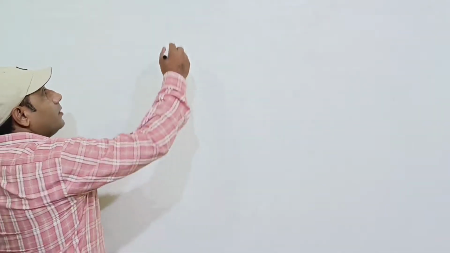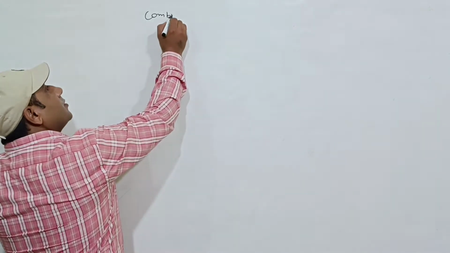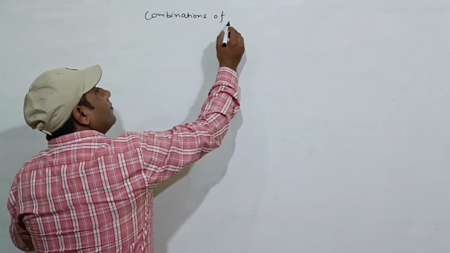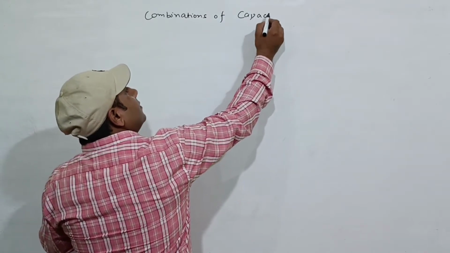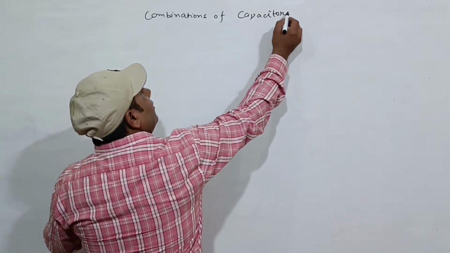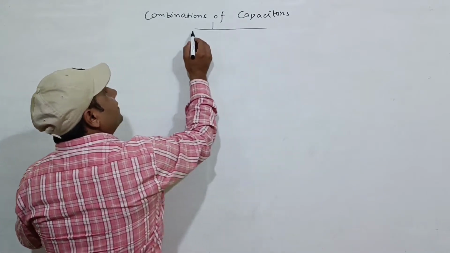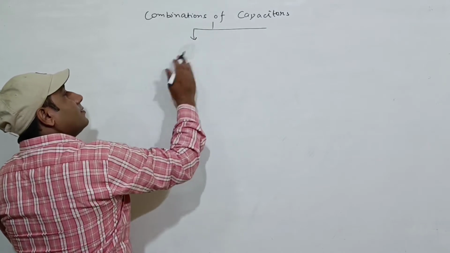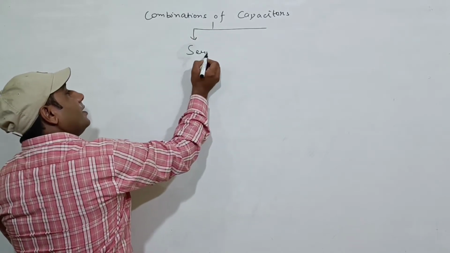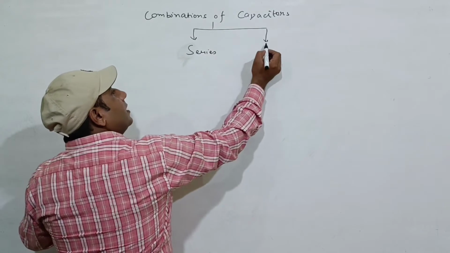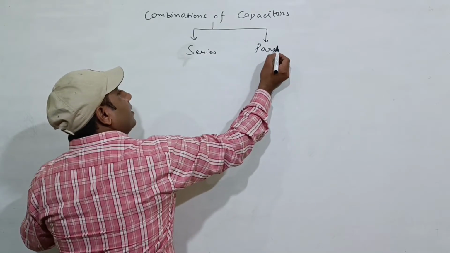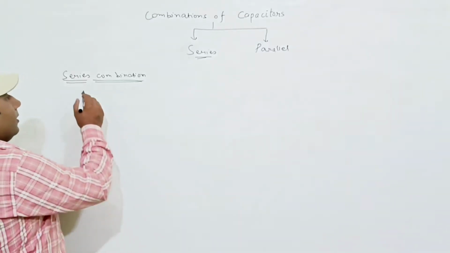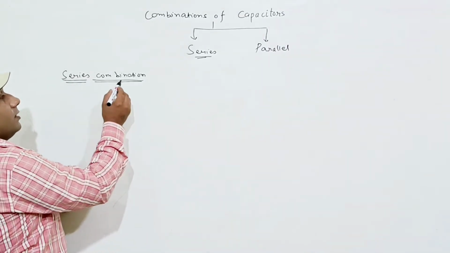Combinations of capacitors. It is of two types. First is series combination, and second is parallel combination. Now let us see the discussion of series combination.